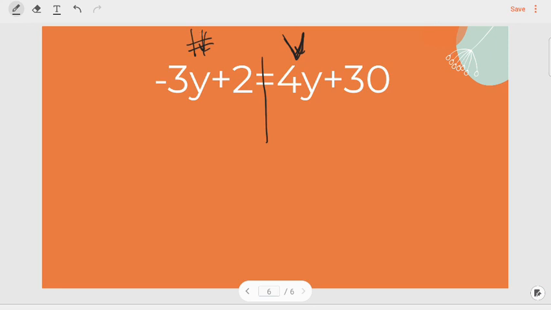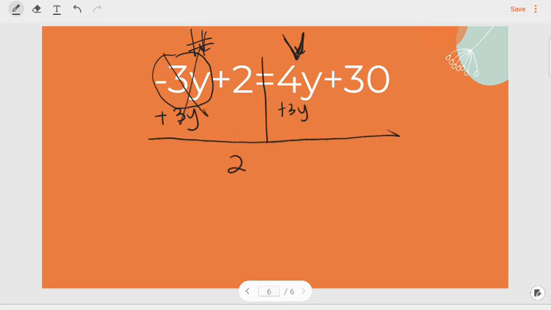number side, variable side. If this is my number side on the left, I don't want to keep this. I want to get rid of it. The opposite of minus 3 is plus 3. So I'm going to add 3 to the left, and I'm going to add 3 to the right. That eliminates, and I'm left with 2 is equal to, what is 4 plus 3? 7y plus 30. I'm going to continue.